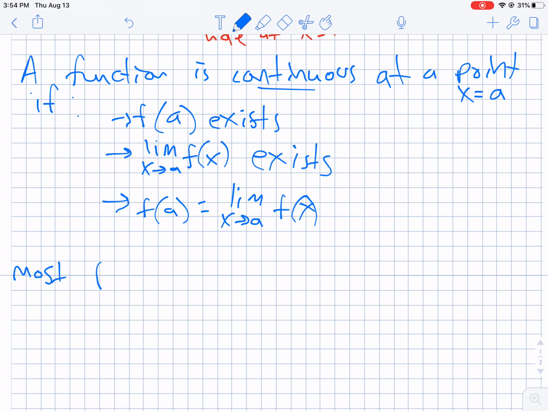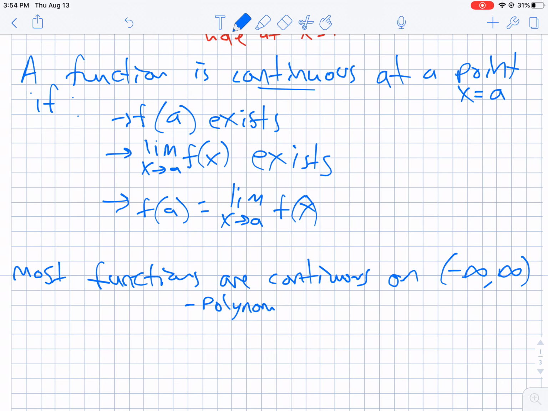So most functions are continuous on the interval from negative infinity to infinity. Now, not everything is, but certainly any kind of polynomial or a trig function. Actually, I shouldn't say trig, I should say sine or cosine because the rest of them have asymptotes. So sine or cosine, or an exponential function or an absolute value function, something like that.